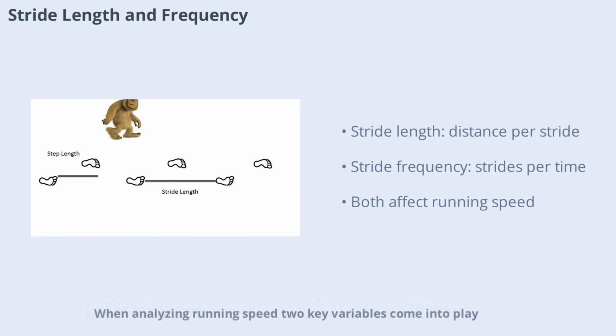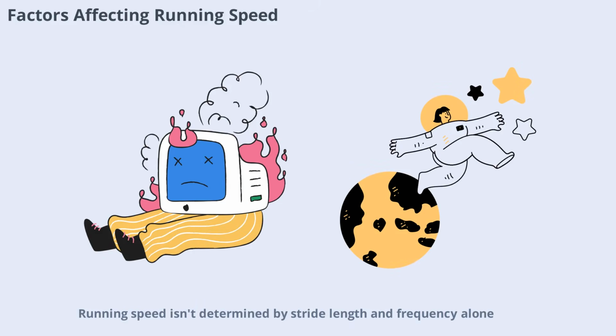In analyzing running speed, two key variables come into play: stride length and stride frequency. Stride length refers to the distance covered in one stride, while stride frequency is how often strides are taken within a given time. Together, these factors determine overall running speed. Improving either stride length or frequency can lead to faster performance, but optimal balance is necessary for efficiency and injury prevention.